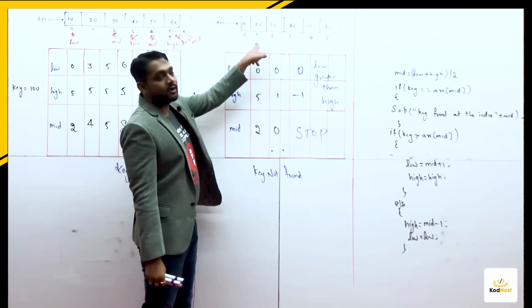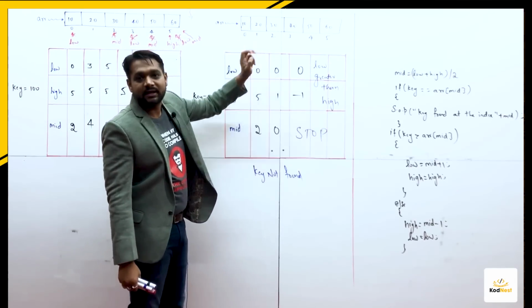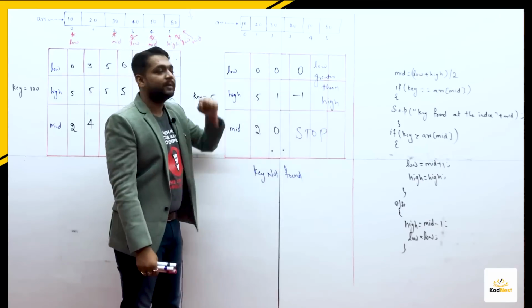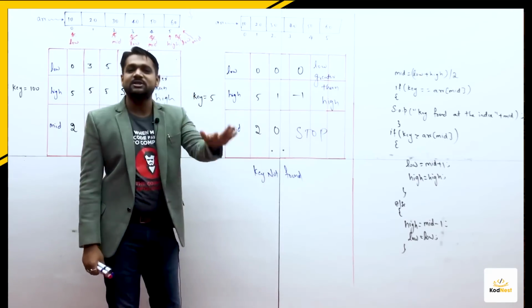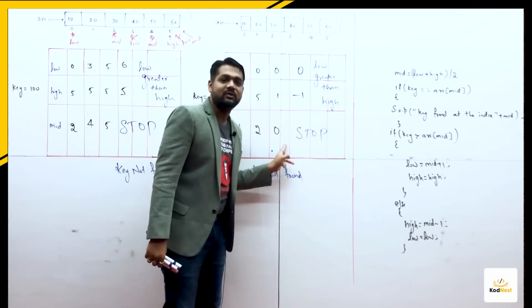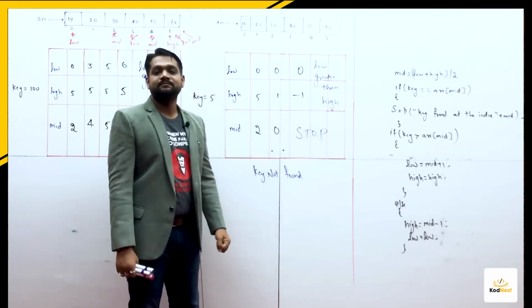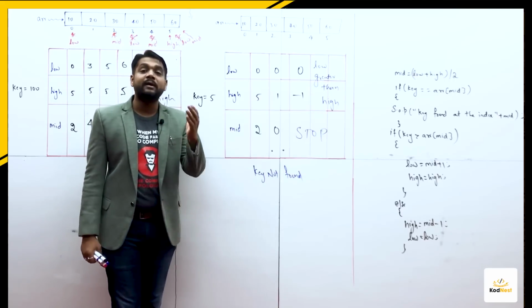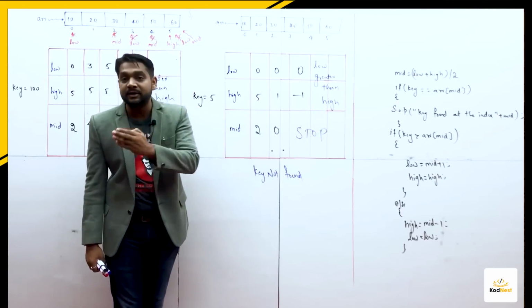If 5 is there or not in this array, in linear search how many comparisons would it have taken? 6 comparisons only. But in binary search, 2 comparisons only. The third comparison I did not do. This is why I am telling you binary search is efficient when compared to linear search.